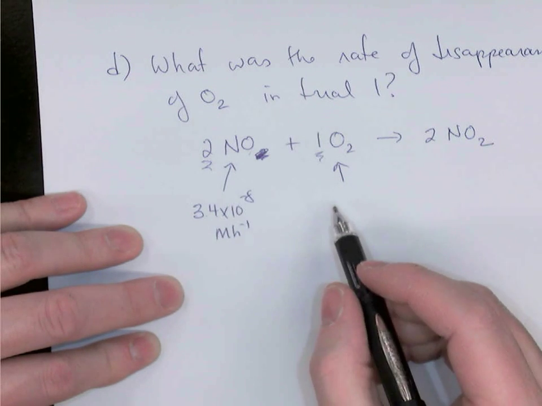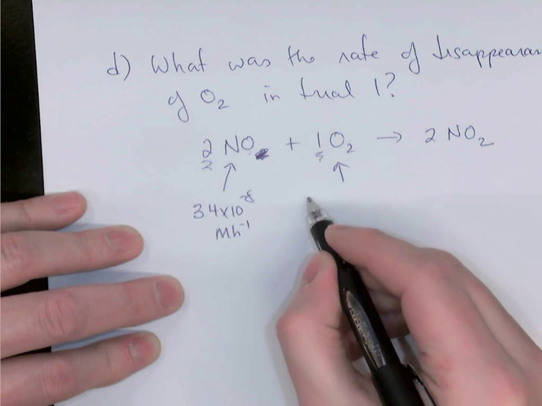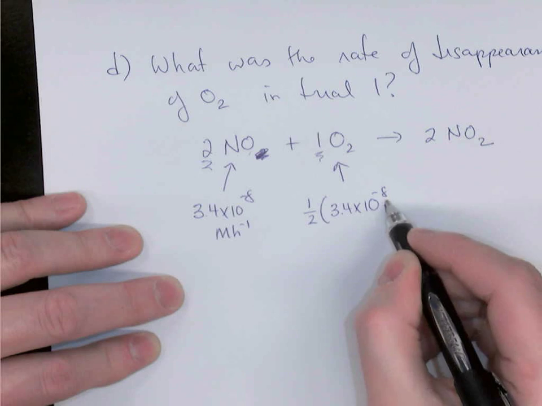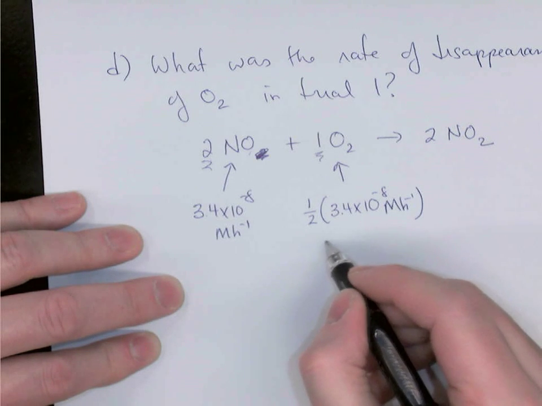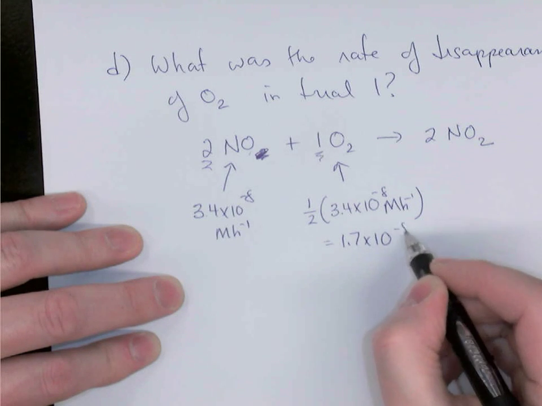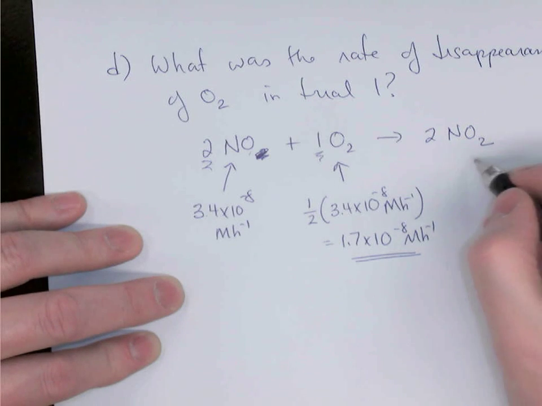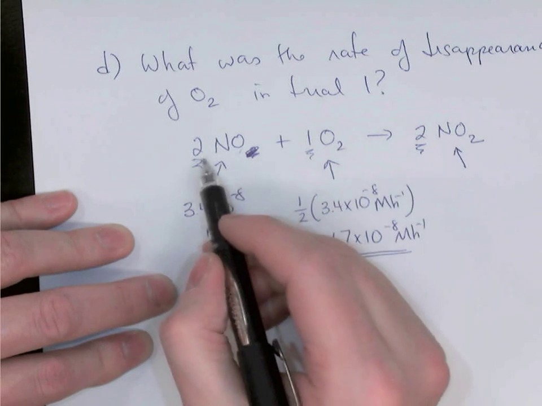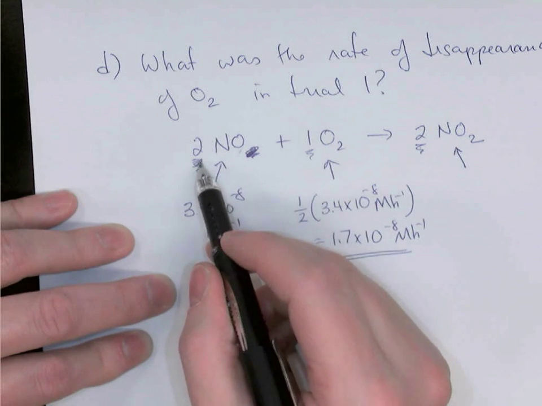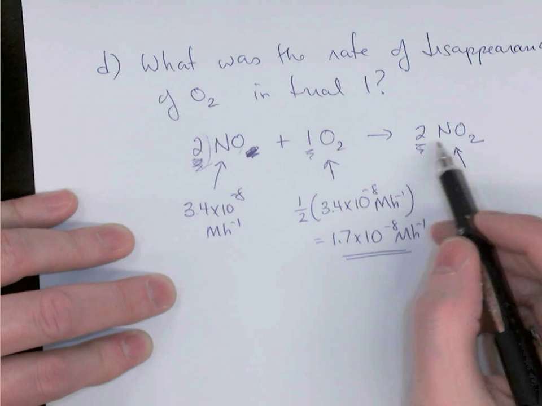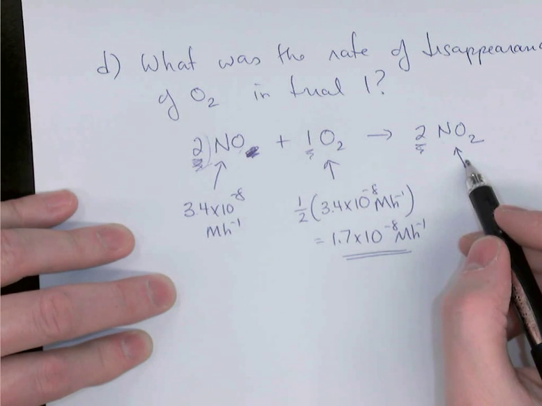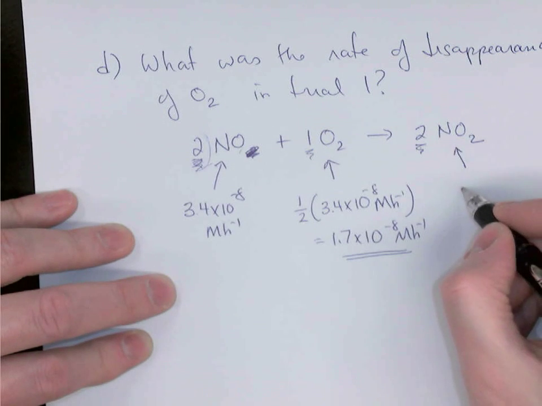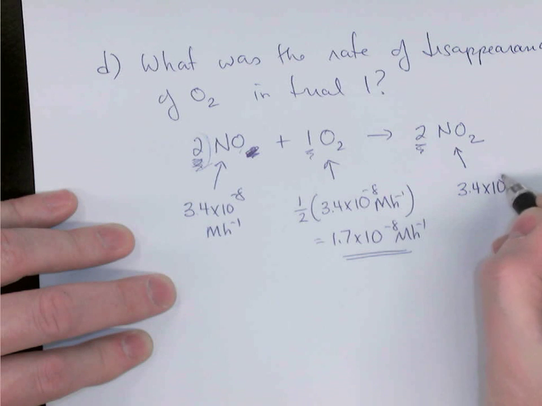So if the NO was disappearing at this rate, the O2's rate of disappearance would be 1/2 of that because of the ratio of the coefficients. So that's going to be 1.7 times 10 to the minus 8 molarity per hour. What if the question had asked us about the rate of appearance of NO2? Well, notice there that its coefficient is also a 2, just like the NO. So 2 to 2, every time 2 moles of NO disappear, 2 moles of NO2 will appear, so its rate of appearance is the same as the rate of disappearance of NO. It's a 2 to 2 or a 1 to 1 ratio, so its rate would be the same, 3.4 times 10 to the minus 8 molarity per hour.